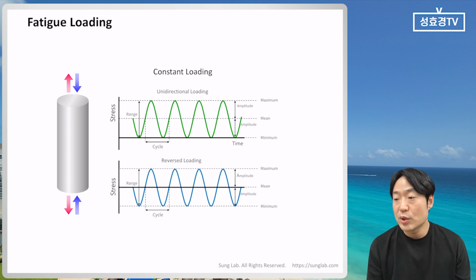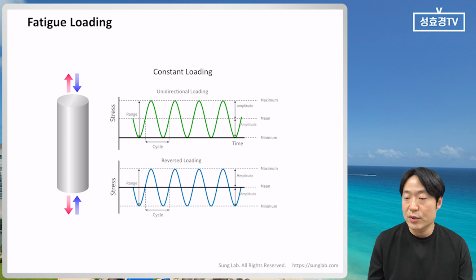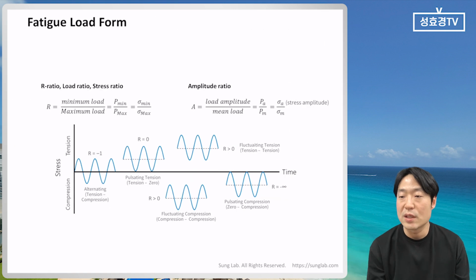The stress amplitude is the maximum stress minus the minimum stress, divided by 2. We can see that using these equations. The R ratio is also important: it is the minimum load divided by the maximum load. And the amplitude ratio is the load amplitude over the mean load.